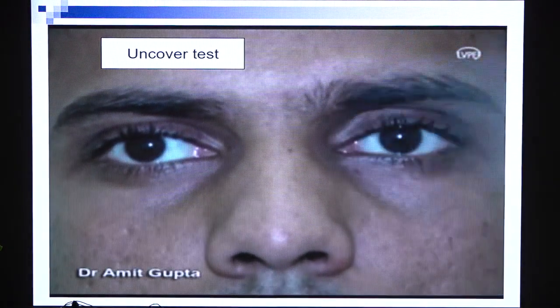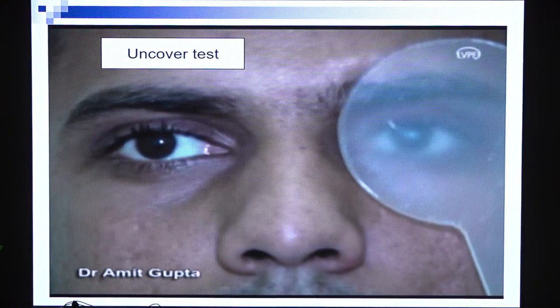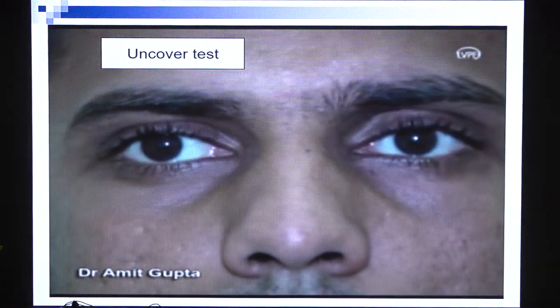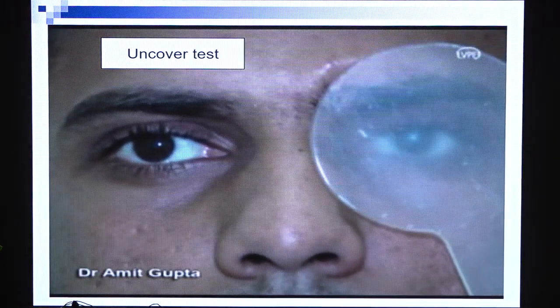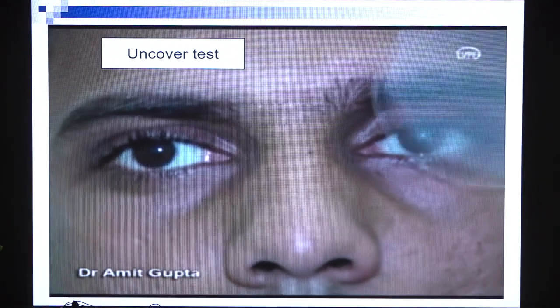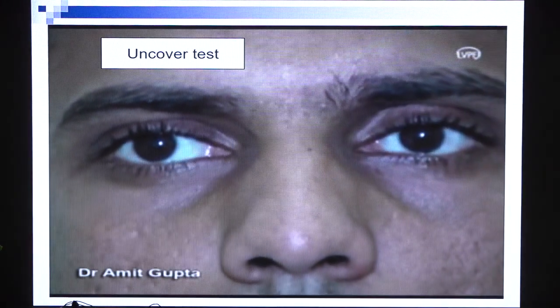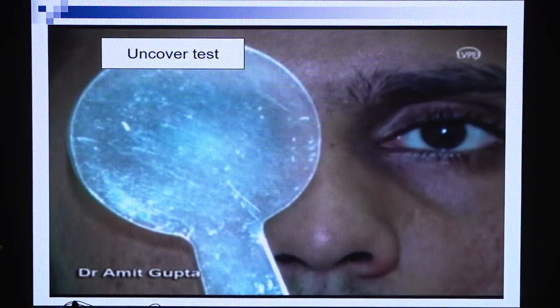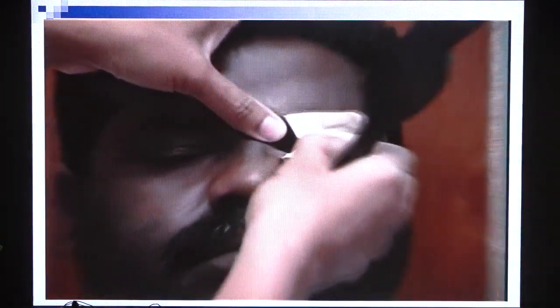So look at the eye under the cover. Once we remove the cover, the eye takes up fixation again. So this is an exophoria. Look at the eye under the cover, it moves back again, so it is taking up fixation. This is an exophoria. Compared to this, a patch test is done for a patient with intermittent exotropia.